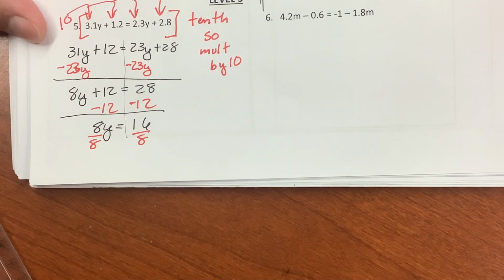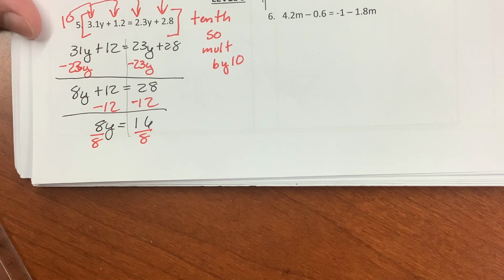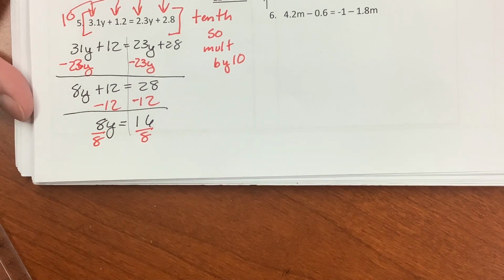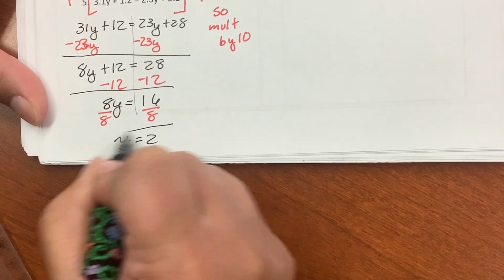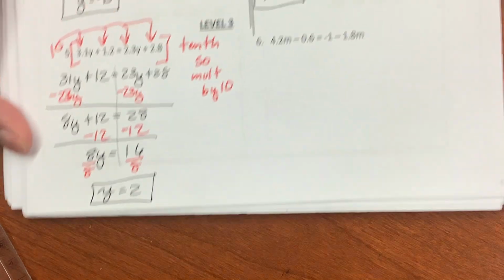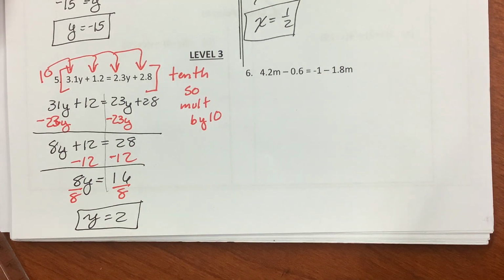Y equals 2. And I threw my pen on the floor. Ugh. Old ladies shouldn't do things like that. Here we go. Y equals 2. We'll put a little box around it because it's a gift. Not horrible. I think it's easier to get rid of the decimal to start with.